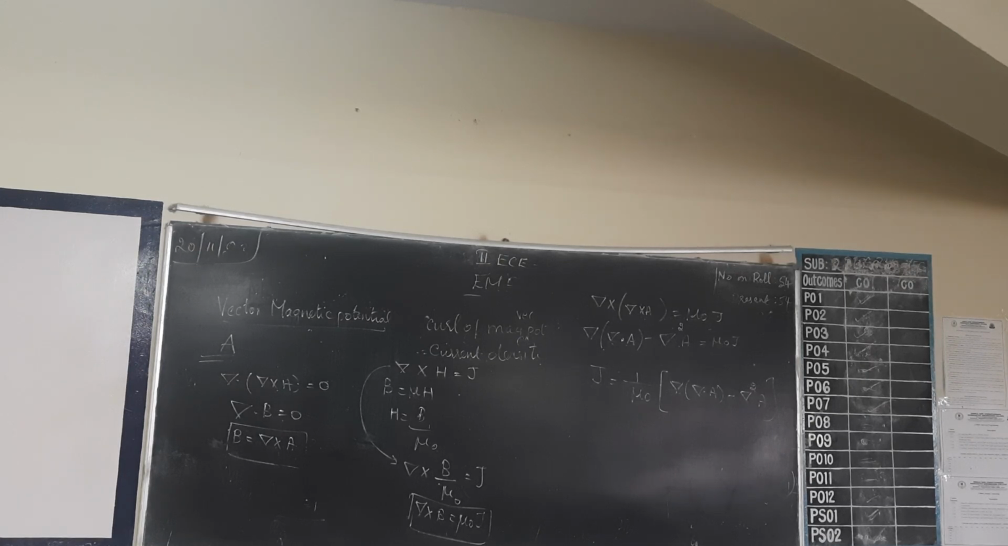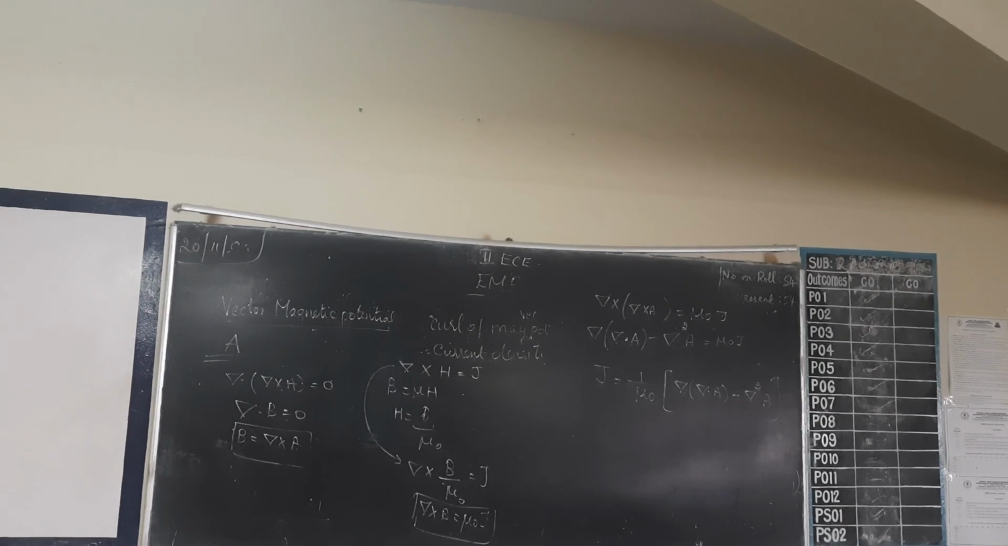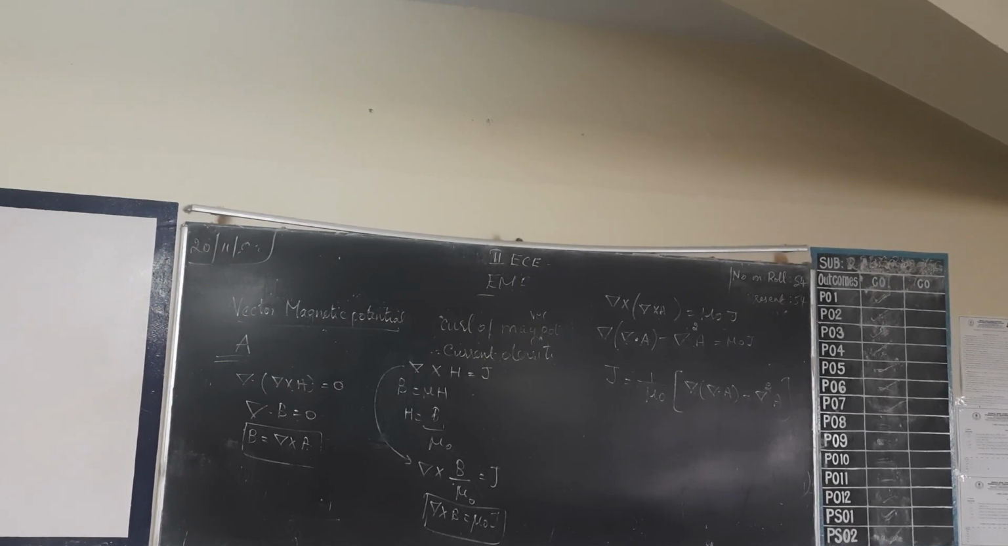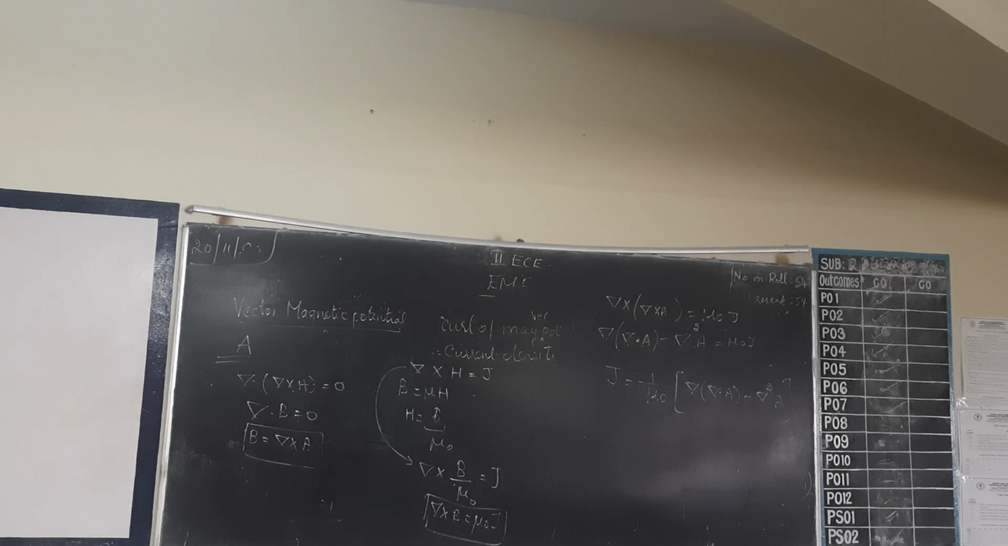Determine B, capital B. What is B? Magnetic flux density, not field, flux density. Determine B at a point P, and state its nature.